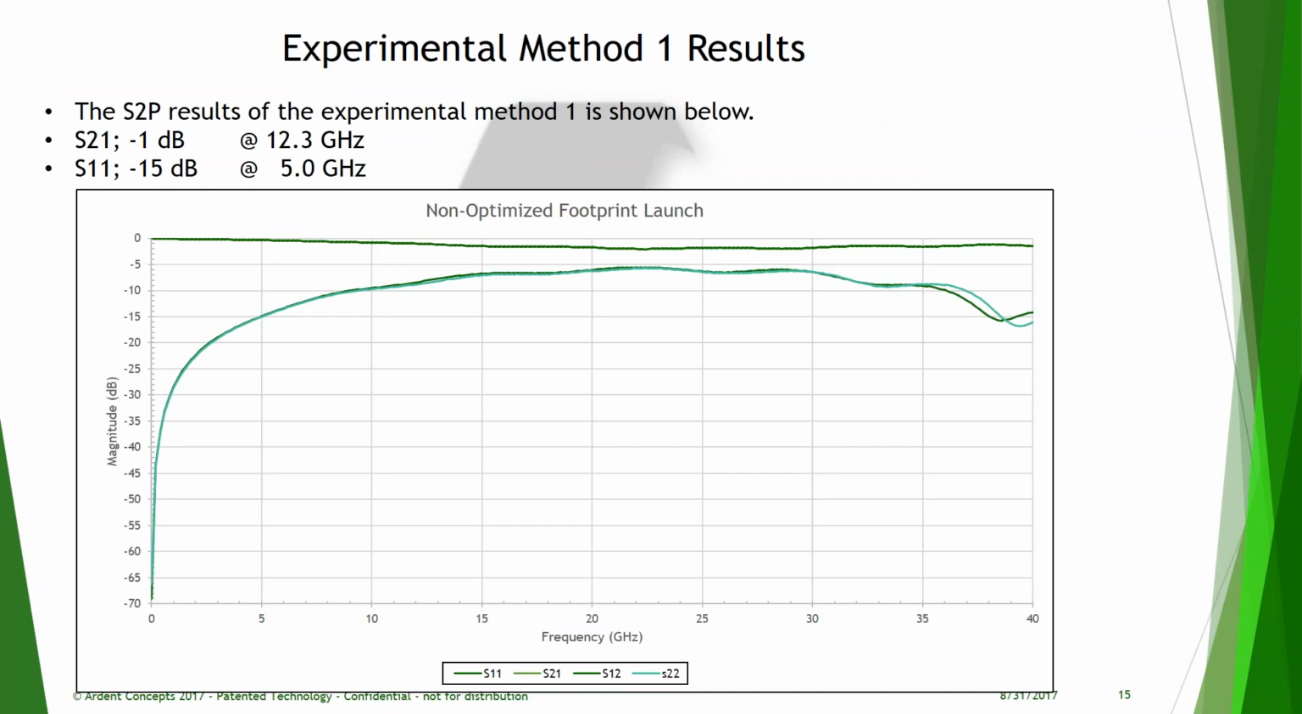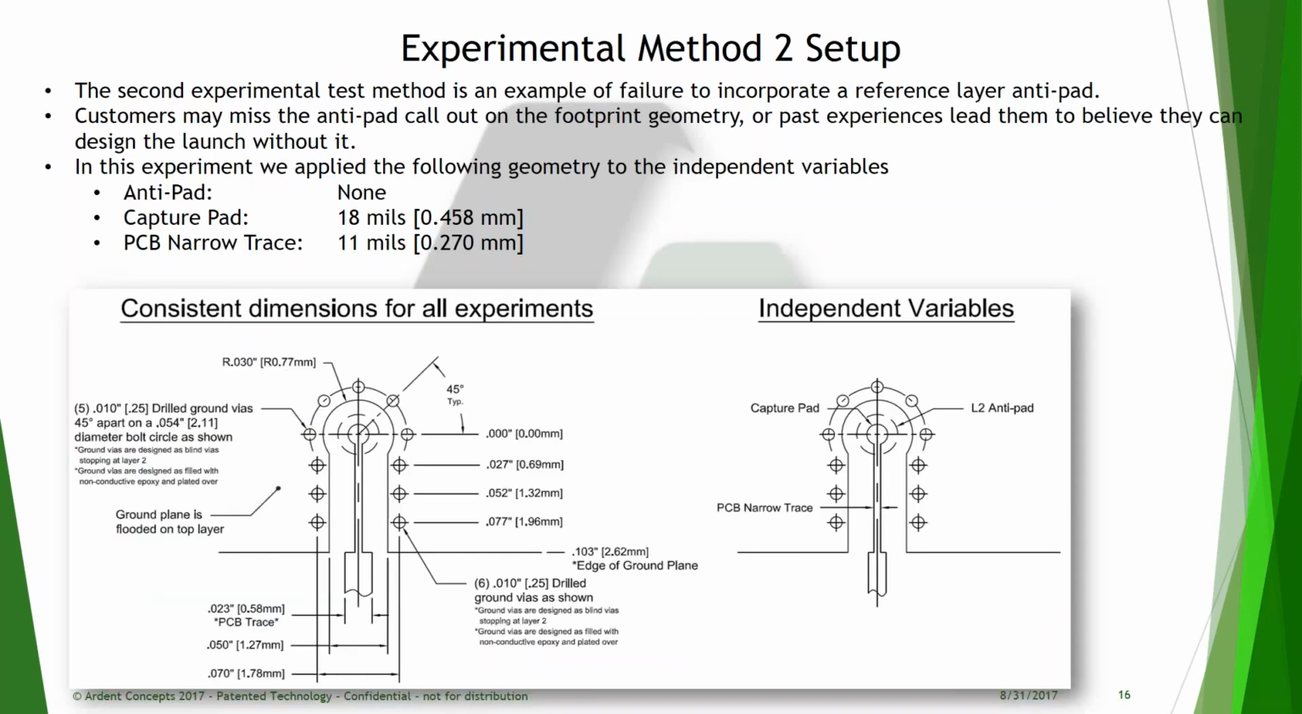Here we see again the insertion loss and the return loss. Our -1 dB point of the insertion loss is dramatically reduced from the gold standard of approximately 35 gigahertz to now 12 gigahertz. Almost a third decrease in performance. Our return loss, -15 dB point, goes down to 5 gigahertz. Now this is a seventh of the gold standard, which was around 35 gigahertz. So you can see by not optimizing the capture pad and not optimizing that narrow trace on a simple microstrip experiment, how much the performance can degrade.